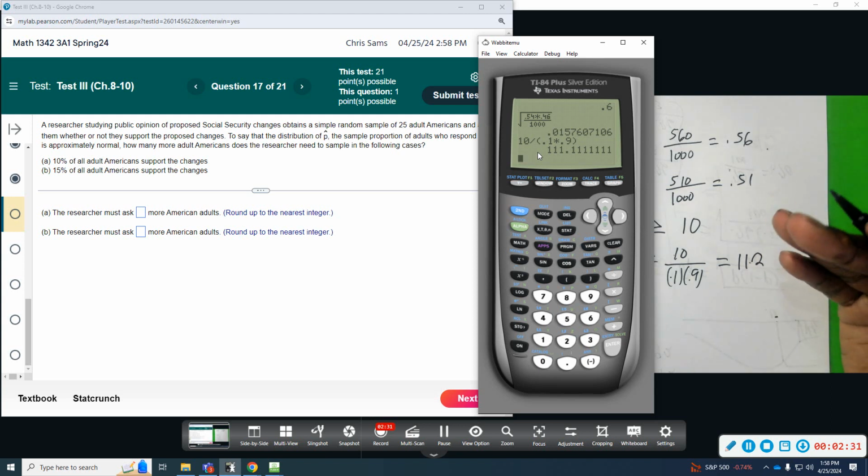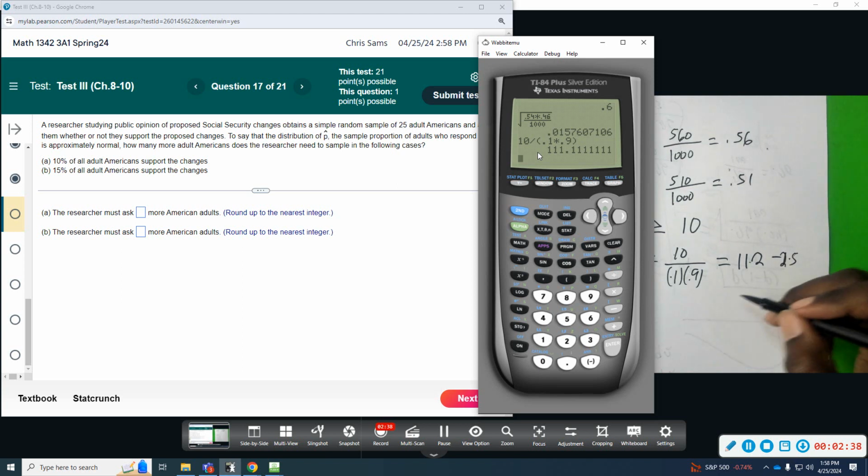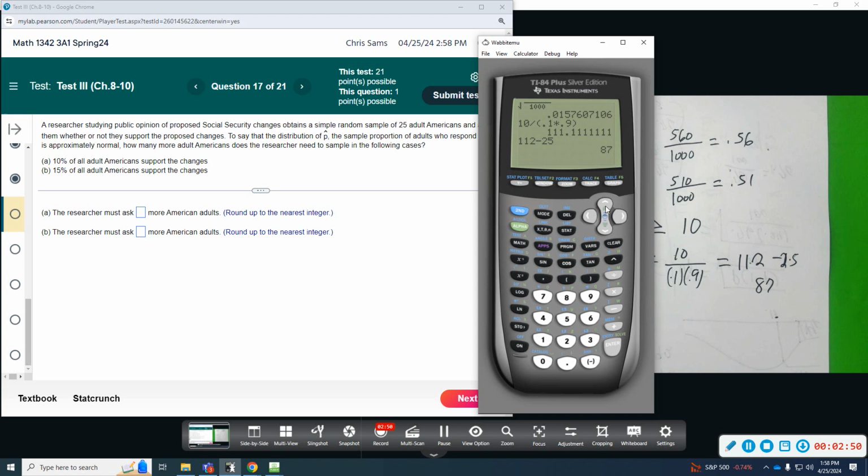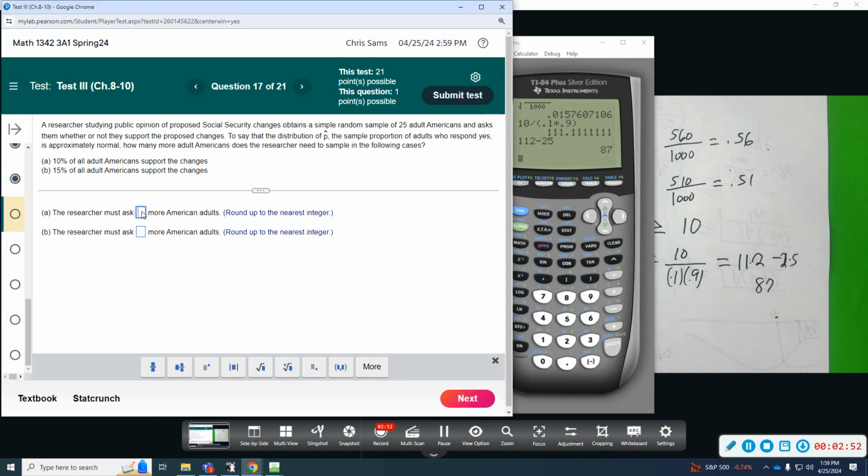We already have 25, so if I subtract 25, that tells me how many more we need. So let's double check that. 112 minus 25 is 87. So in the first case, we're going to need 87 more to fit that.